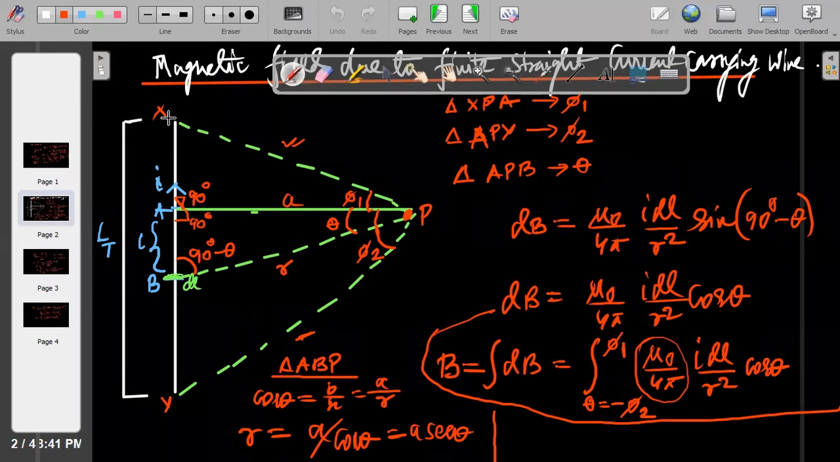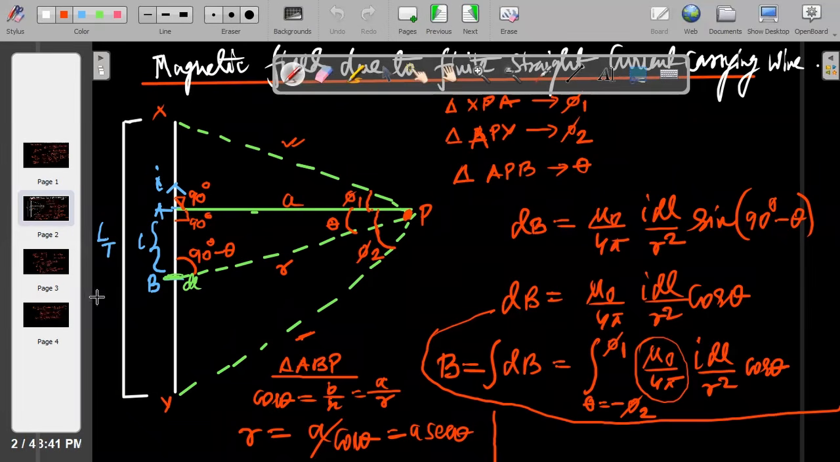So this length will be coming x. And if it is changing from 0 to minus phi 2, this length will be covered, right? For the entire length of the magnetic field, you have to integrate from minus phi 2 to plus phi 1, right? So, okay.